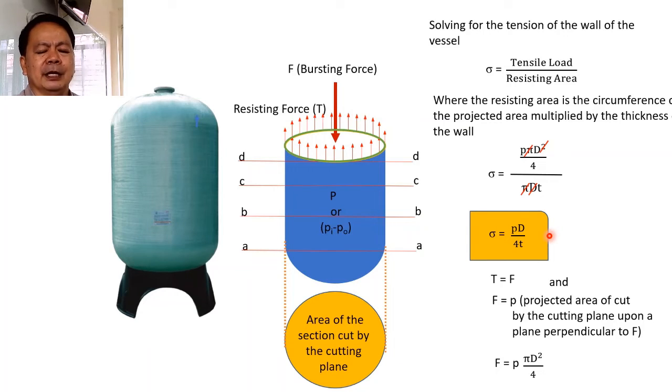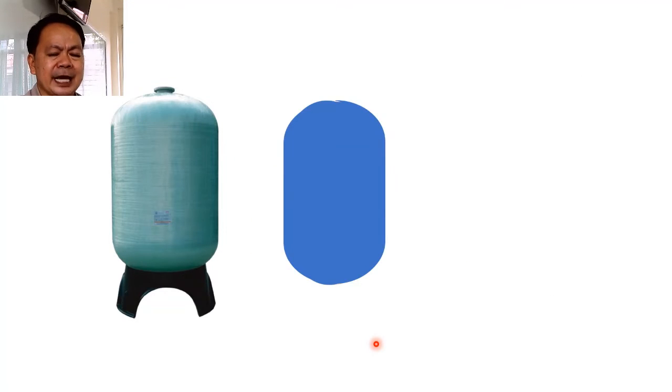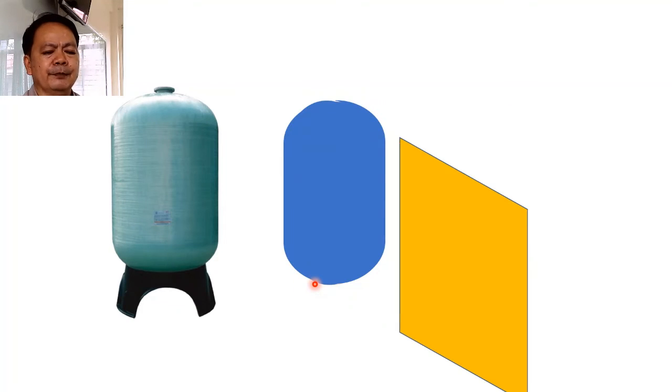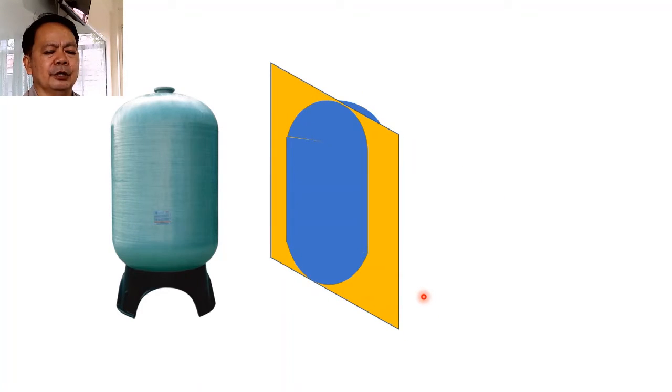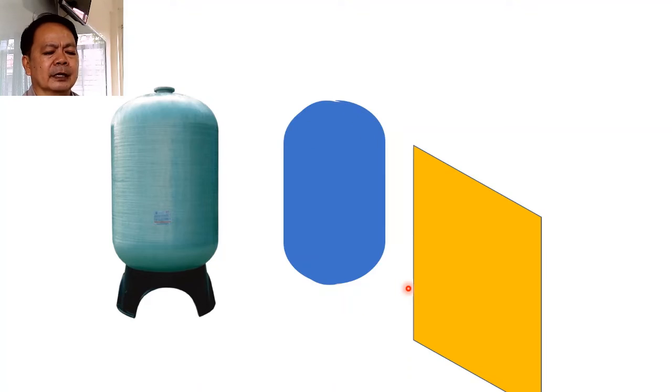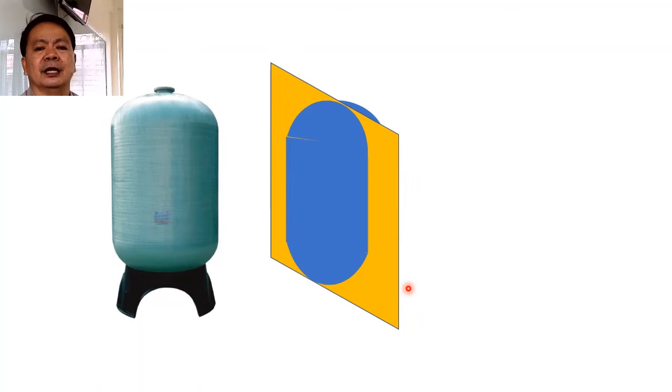Again, bakit ko sinabing gano'n? Kasi nga, ang area that is cut by the cutting plane is in the same shape as a circle. And therefore, they will be getting the same stress. Now, suppose that we consider the same tank, but this time our cutting plane is in this direction, the vertical, cutting it in the transverse direction, transverse section of the tank.